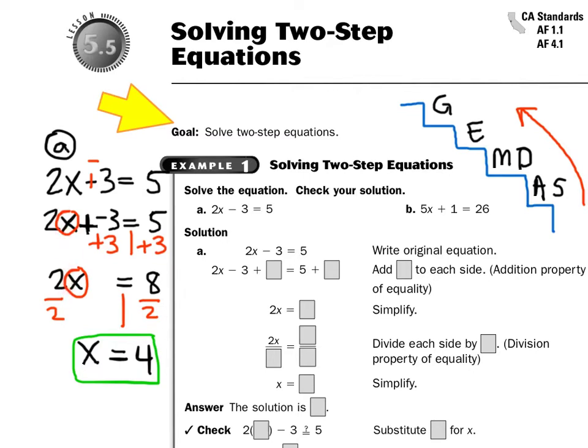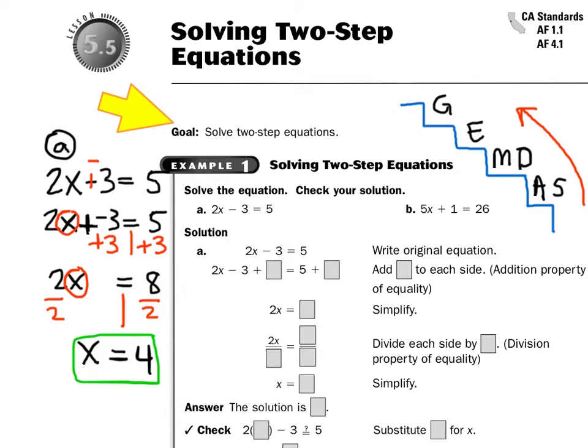So this time we're going to let the 2x come down safely. Okay, I just drop it down. And then negative 3 plus positive 3 destroyed each other, so you can cross them off. They became 0. Let your equal sign slide down, and then 5 plus 3 became 8. So now we have 2x equals 8.